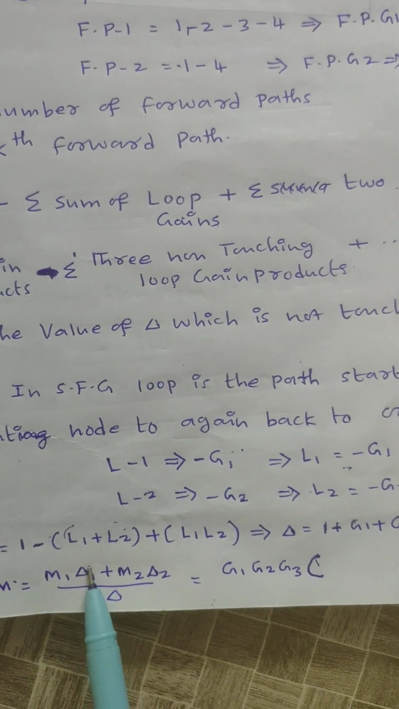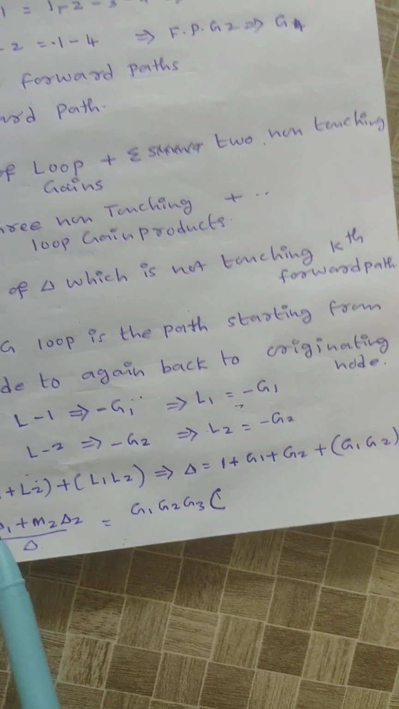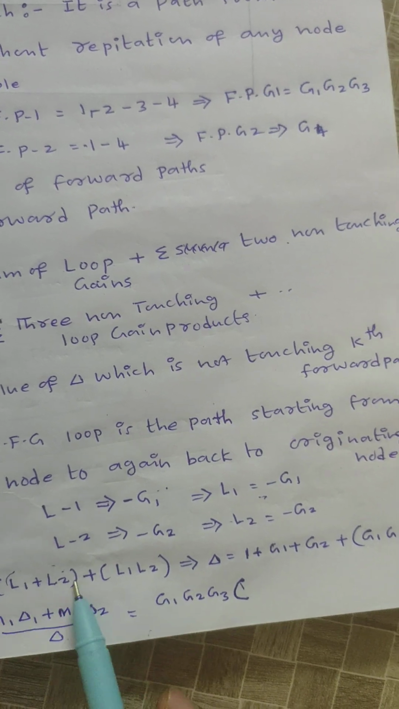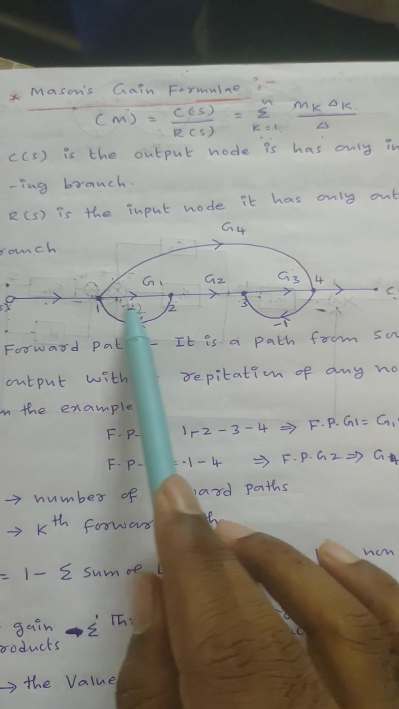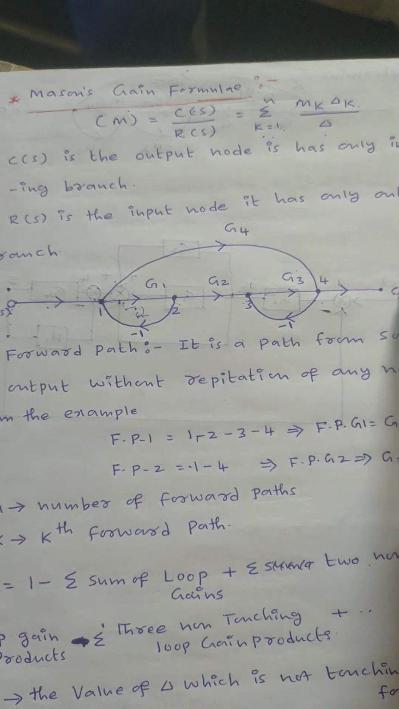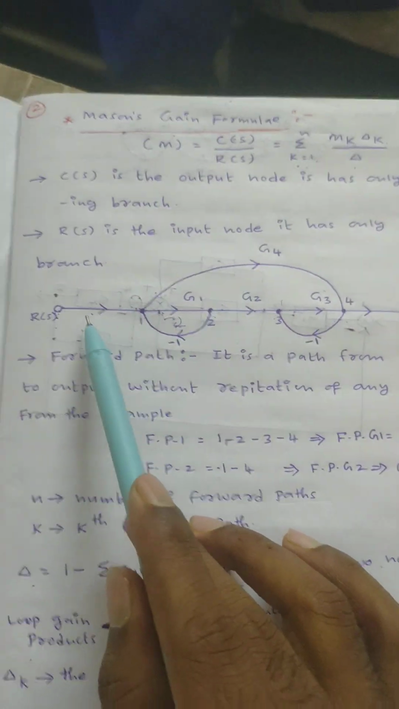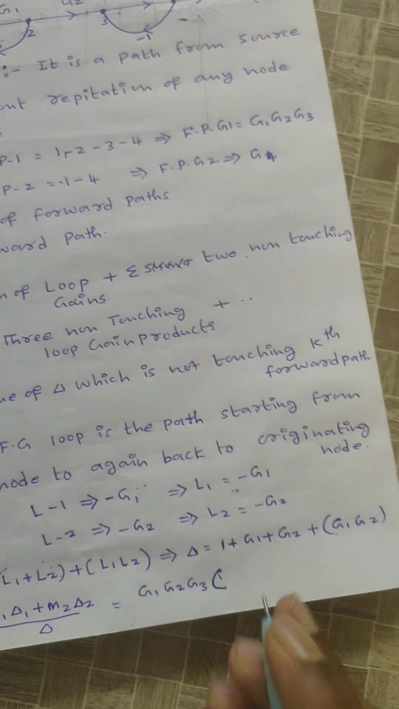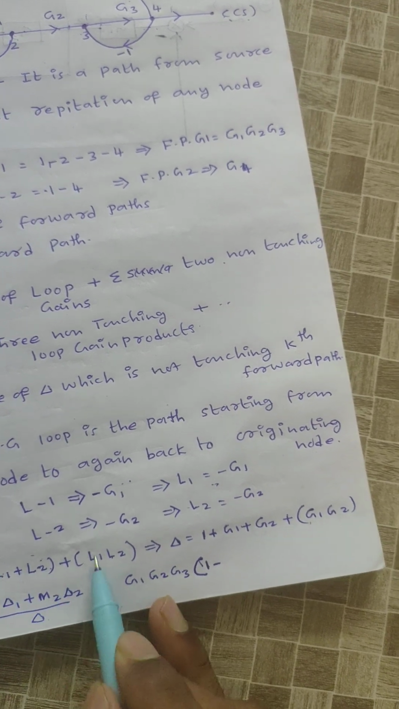Next, see here, delta 1 is nothing but the value of delta which is not touching the kth forward path. Now see here, what is the delta value? 1 minus L1 plus L2 plus L1 into L2, right? This is for the first forward path, and in this first forward path all loops are touching. Loop 1 is touching, loop 2 is touching. That means every loop is touching, so this value will be 1 minus all. If a loop is touching, this value is 0, this value is 0, this value is also 0.